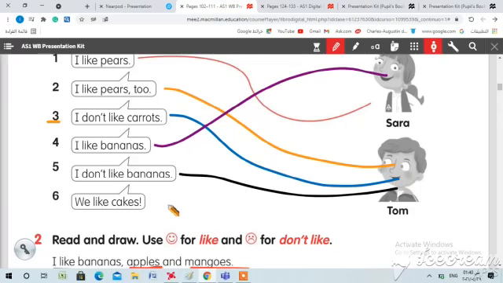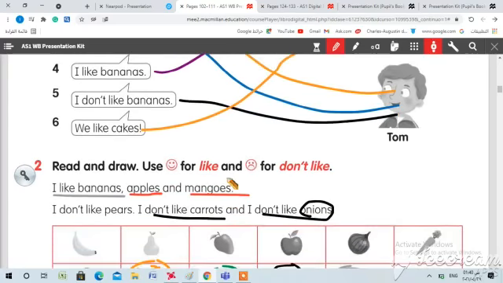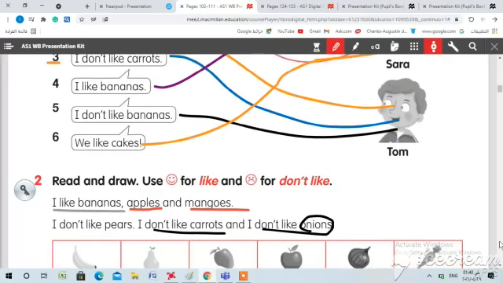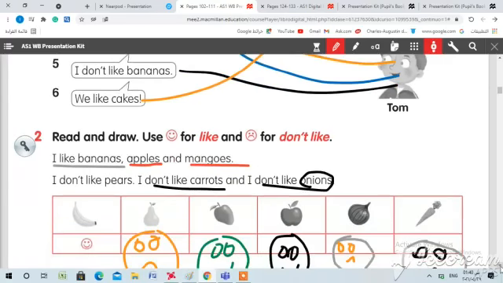Number 6. We like cakes. Sarah says, we like cakes. So we have to match it with Sarah because Sarah says we like cakes. Now let's move. وتعني نحن نحب الكيك. سارة وتوم يحبون الكيك ولكن من قال هذه العبارة؟ قالتها سارة.